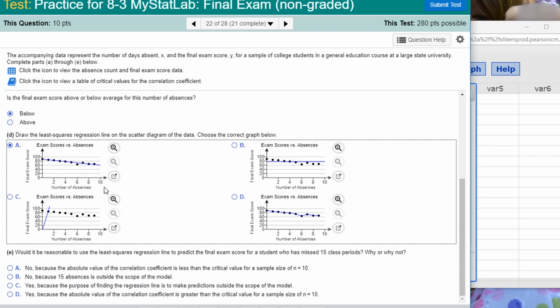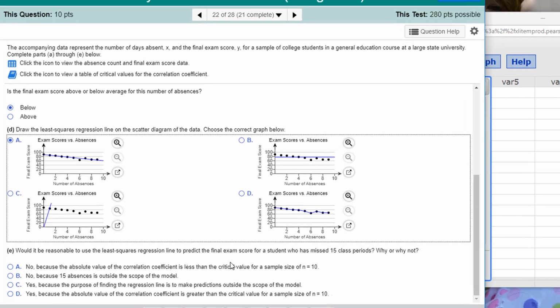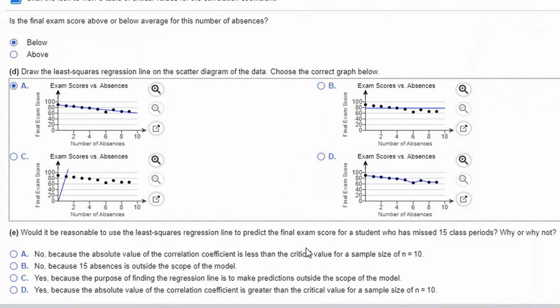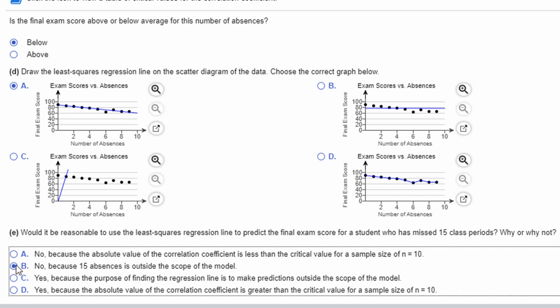So would it be reasonable to use a least squares regression line to predict the final exam score for a student who's missed 15 class periods? Well, it would not. And the reason is our data only includes people who have missed up to 9. So anytime you have something outside the scope of the model, it would be called extrapolation, and it really is not appropriate to use this model to extrapolate. So no, 15 is outside the scope of the model.